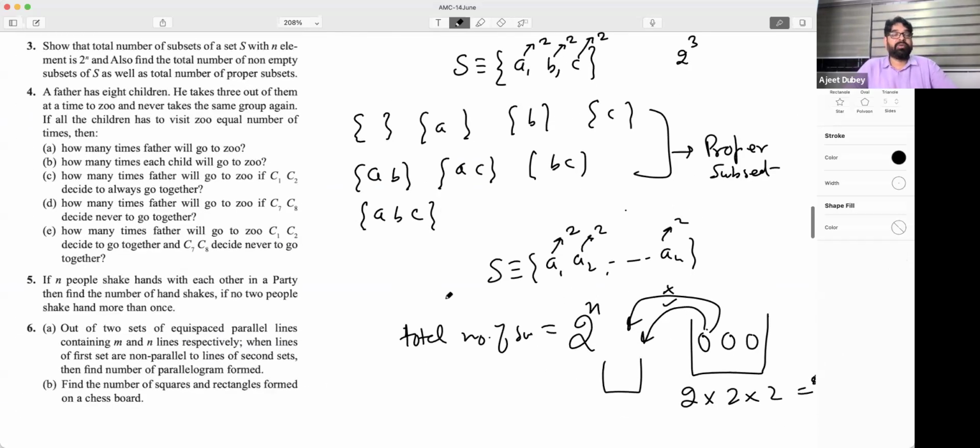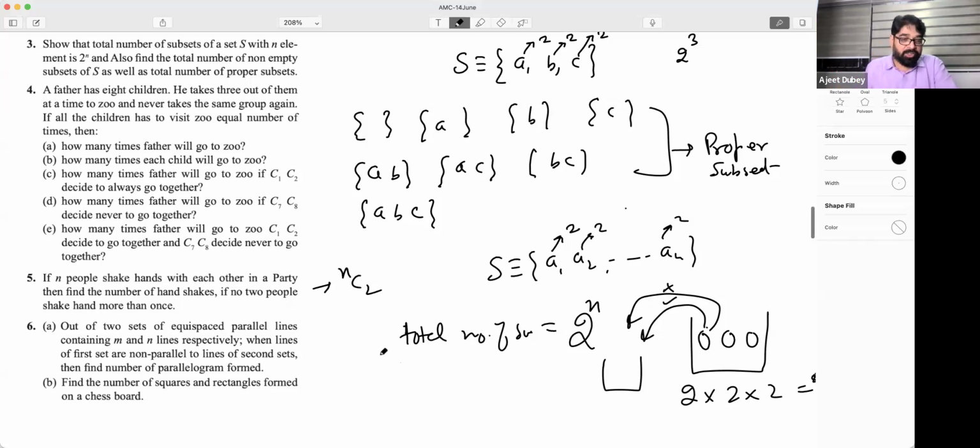Now, next question number 5. I hope everybody can give the answer very quickly. No time. N people shake hands with each other at a party. Then find the number of handshakes, if no 2 people shake hands more than once. So surely, from N people, if you select 2 people, 1 handshake will come. So the number of handshakes will be NC2. Direct answer.